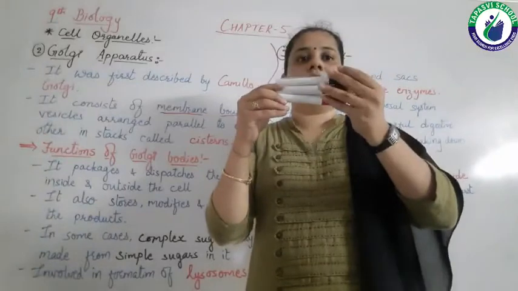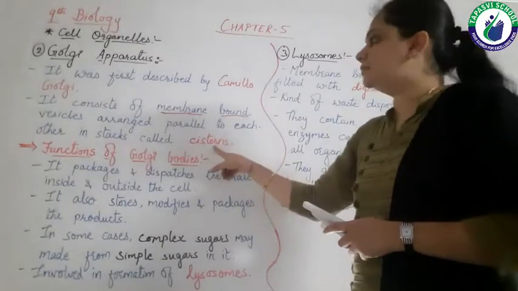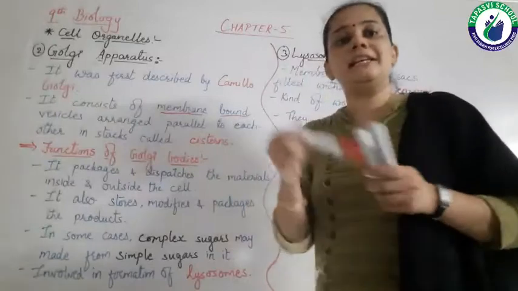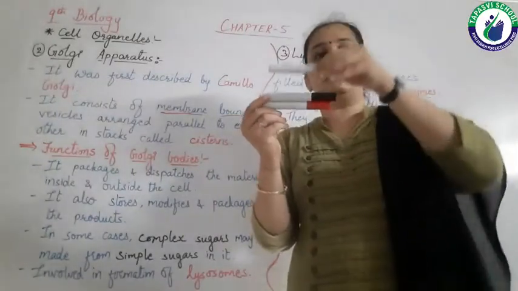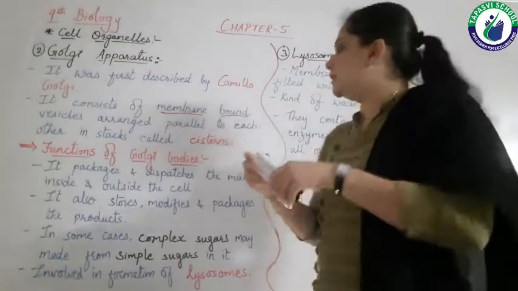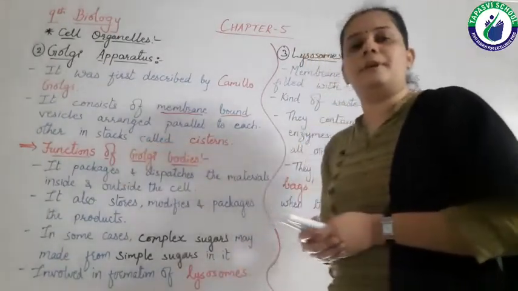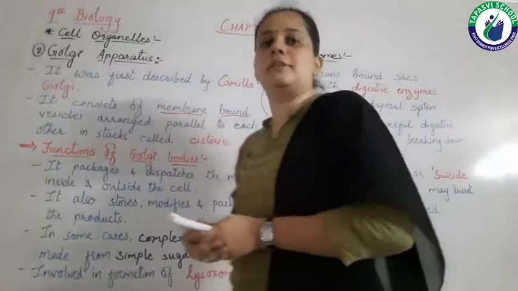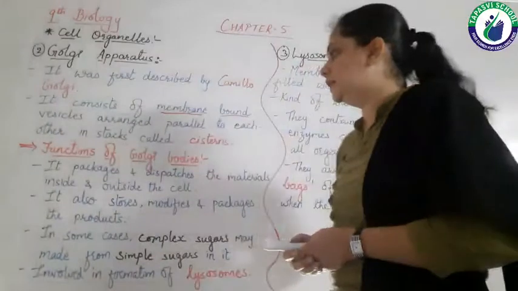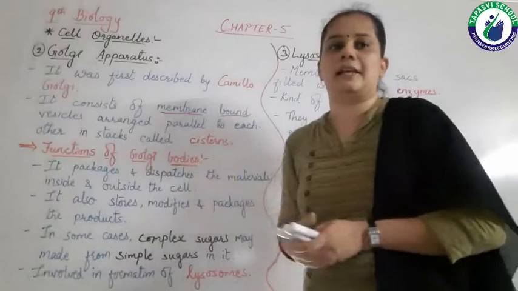These are known as cisterns. So the Golgi consists of membrane bound vesicles, each arranged parallel to each other, and they are known as cisterns, right? Now the functions of the Golgi apparatus. The Golgi apparatus is also known as Golgi bodies. So let's see its function. It packages and dispatches the materials inside and outside the cell.